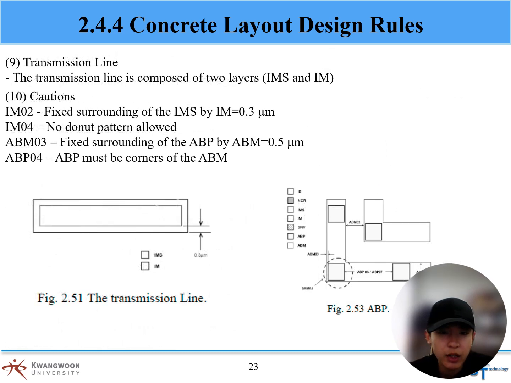The transmission line is composed of two layers, IMS and IM. For the cautions, fixed surrounding of the IMS by IM is 0.3 micrometer. There is no donut pattern allowed. Fixed surrounding of the ABP by ABM is 0.5 micrometer. ABP must be corners of the ABM.